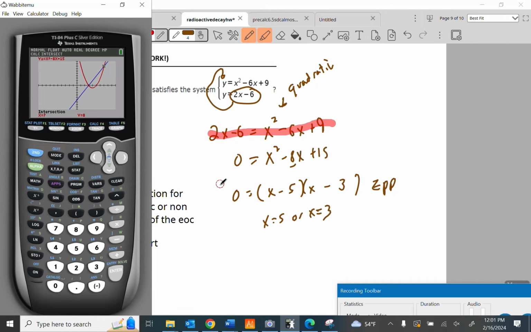Means I made a mistake somewhere. Oh, it's right there, isn't it? I typed in the wrong equation. X squared minus 6x minus 9. Oops. Good news is my algebra is fine. That's what I was expecting.